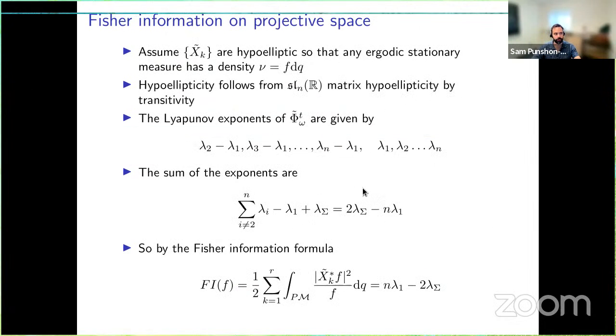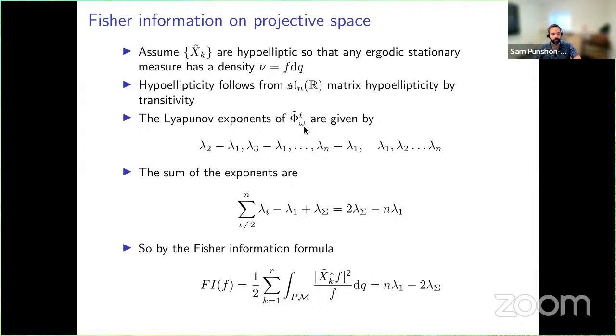Okay, so one of the things that's useful to look at here: if I assume that these lifted vector fields are also hypoelliptic, in the sense that they satisfy Hörmander's condition, and let's say that any ergodic stationary measure has a density. We call the ergodic stationary measure for this process nu, and it has some density f. This hypoellipticity, I should mention, does follow from this matrix hypoellipticity. So this is just some transitive action of Lie algebras.